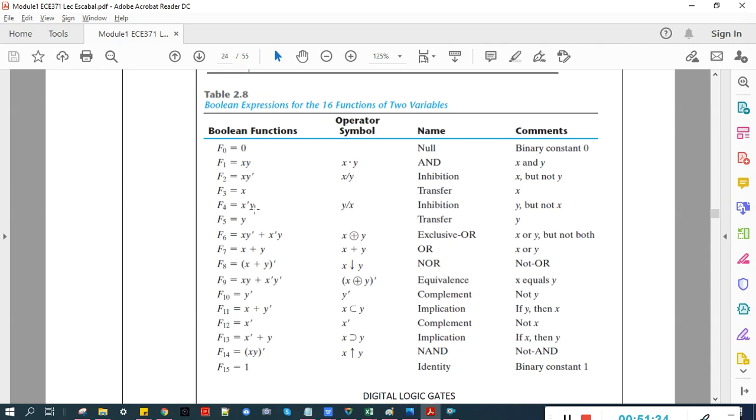Inhibition again, x prime y but not x, you inhibit. It is x but not y, here x prime y, it is y but not x. Function 5 is equal to y, that's transfer, whatever is the value of y will be transferred to f5.